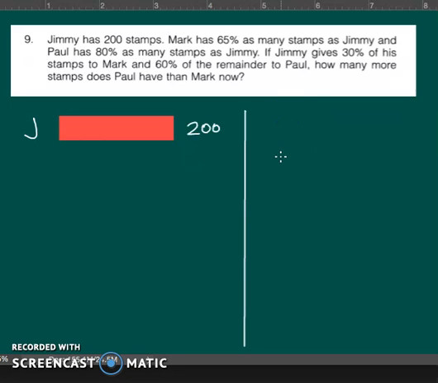All right, let's take this question step by step. So Jimmy had 200 stamps. Mark has 65% as many stamps as Jimmy. So what is 65% of 200?